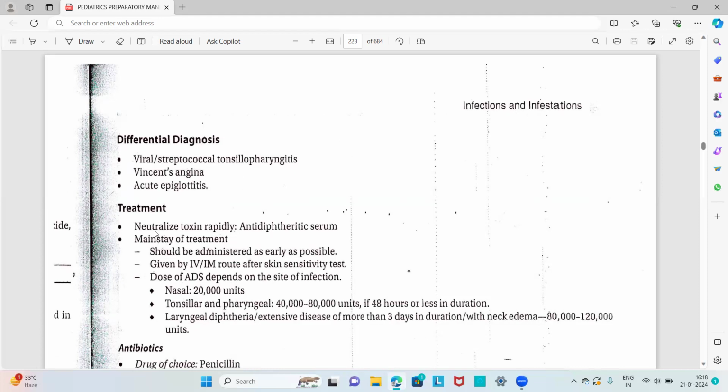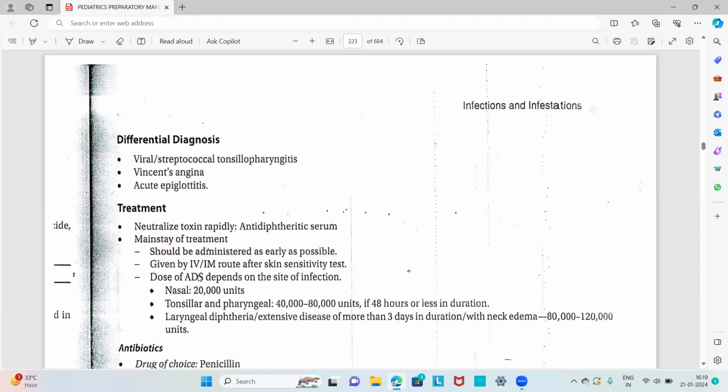Then, how will you treat the diphtheria patient? The infection is all because of this toxin mediation. So we have to neutralize the toxin rapidly with the anti-diphtheric serum. It is the mainstay of the treatment, that is, neutralization of toxin by the anti-diphtheria serum is the mainstay of treatment. So it should be administered as early as possible. It is given by the IV or IM route after a skin sensitivity test.